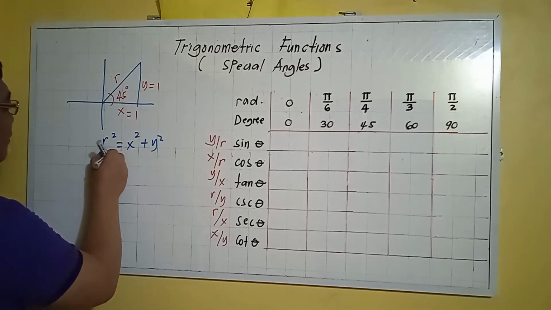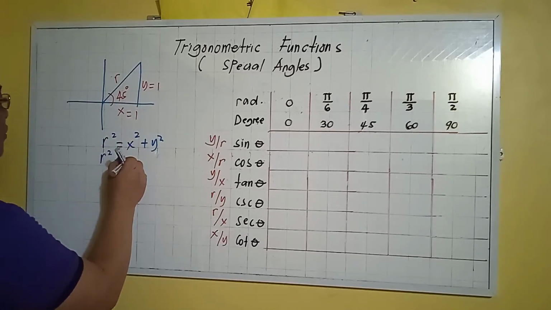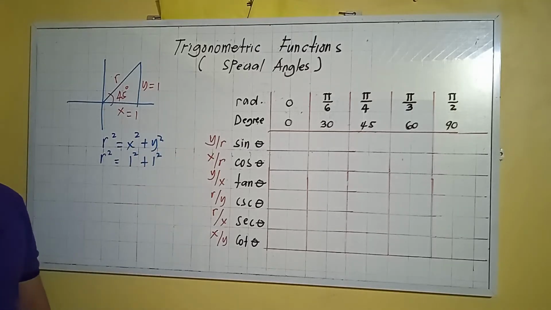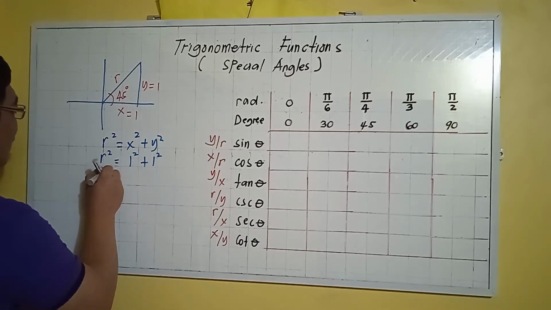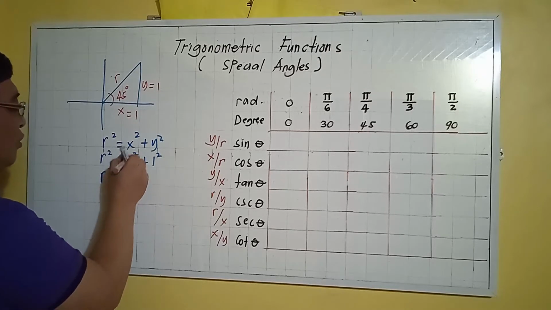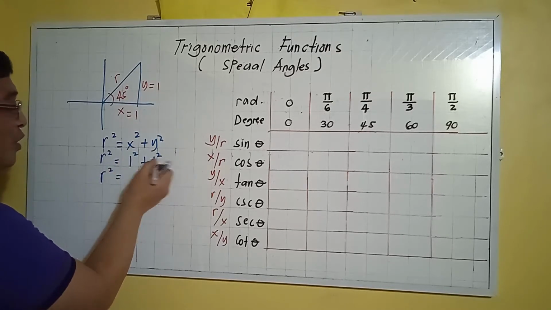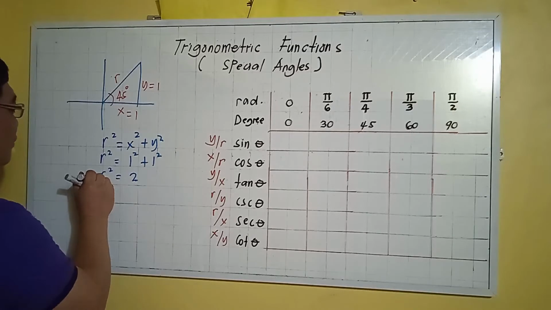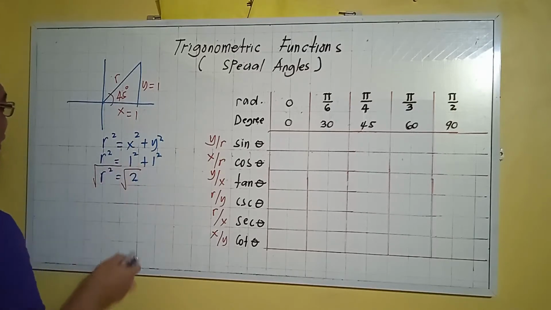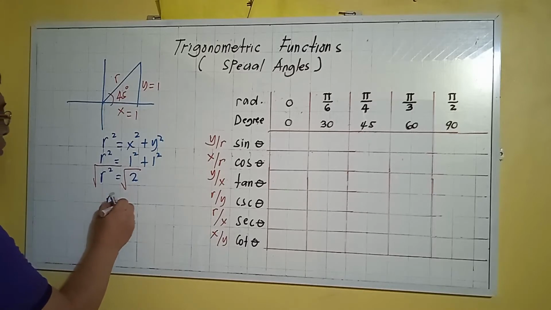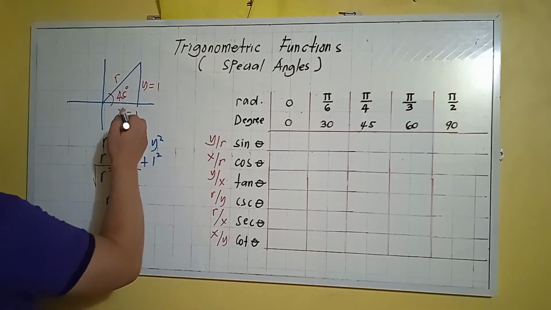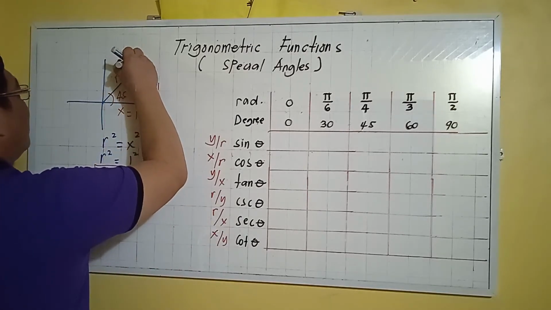Wherein r square is equals to x is equals to 1 and then square, y is also equals to 1, and then we square it. We're going to have r square is equals to 1 square is 1 plus 1 square is 1. We have 1 plus 1 is equals to 2. And then we're going to square root both sides. We have r is equals to the square root of 2. So r is equals to square root of 2.